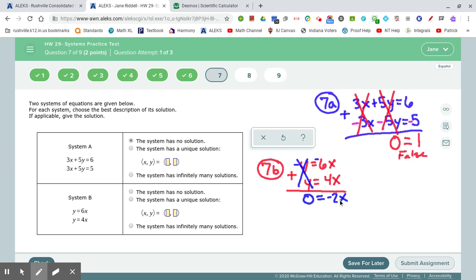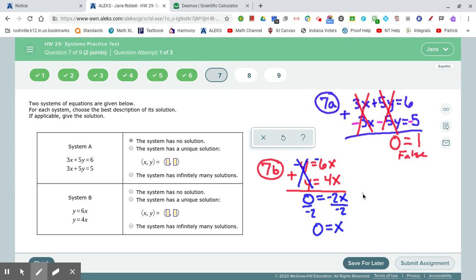I have to solve this equation. X is being multiplied by negative 2, so I'm going to divide both sides by negative 2. 0 divided by negative 2 is 0, so this gives me that x is 0. That is a point. It's at 0. Okay, which means that this is going to have a solution. It's going to have exactly one solution.